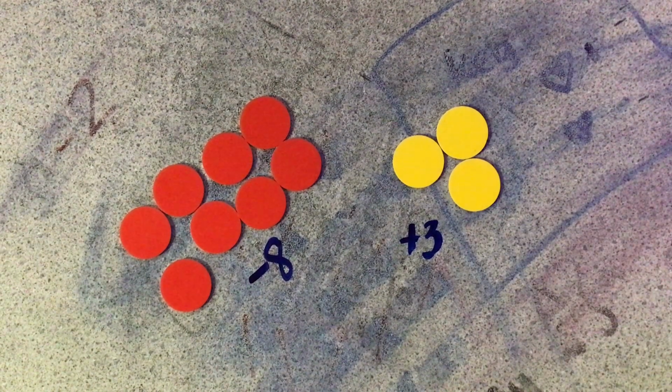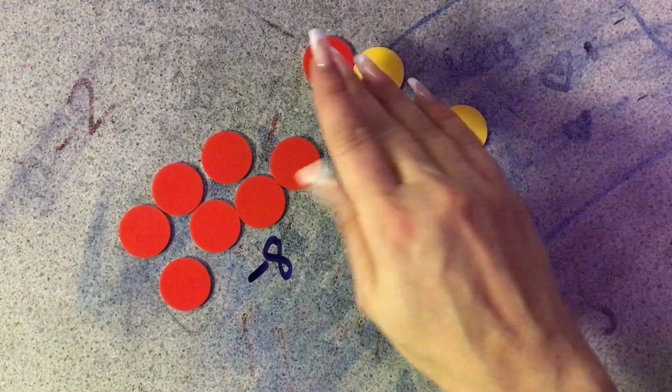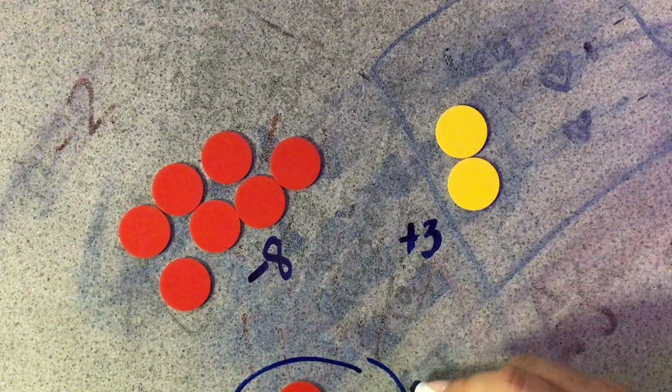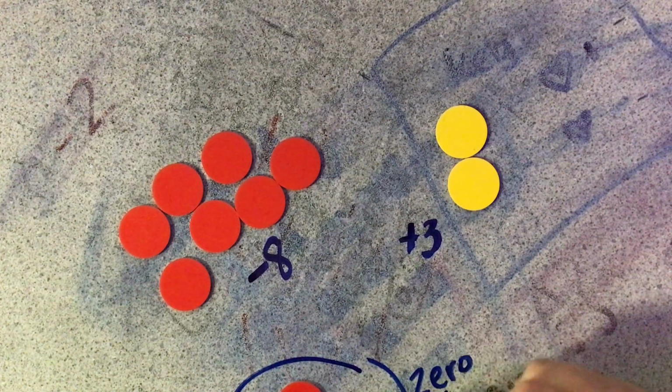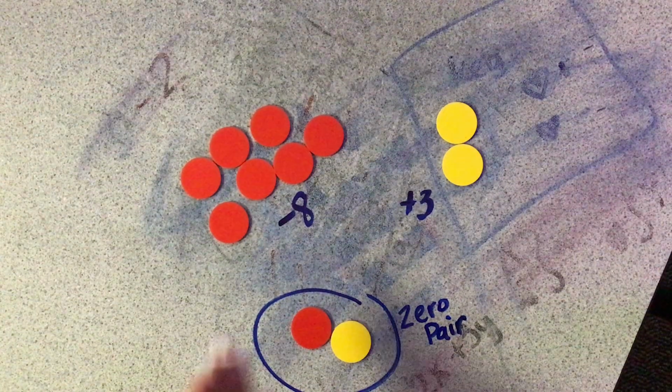So we can make something called zero pairs. So I take one positive and one negative and I get rid of them. They become a zero pair. Now it's called a zero pair because it's canceling each other out. I have one positive, I have one negative, they cancel each other out.